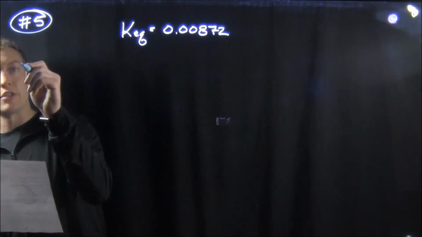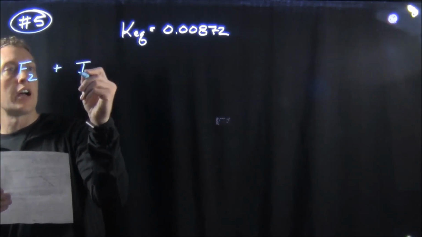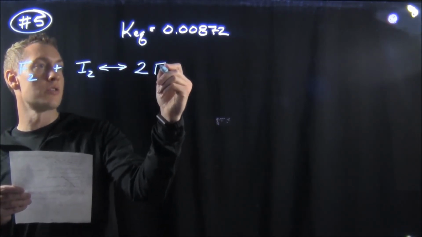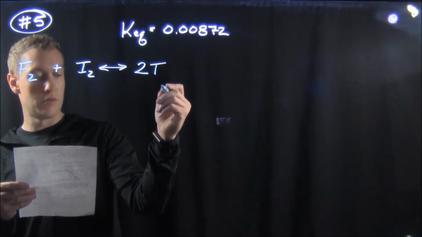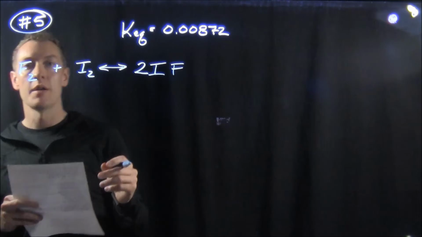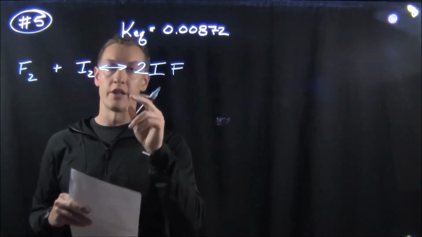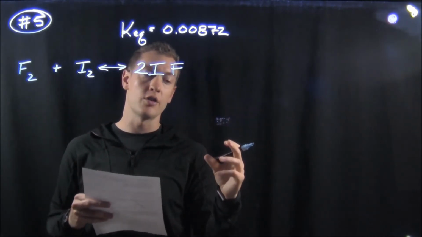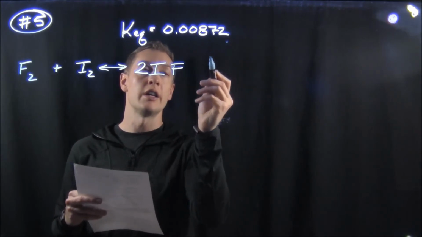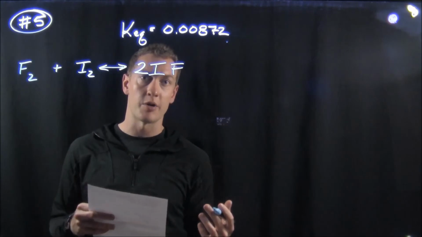The reaction is F2 plus I2 yield 2 moles of IF. So it gives us the initial concentrations and then asks about the concentrations at equilibrium given that KEQ is this value. So that presentation is a classic icebox problem.